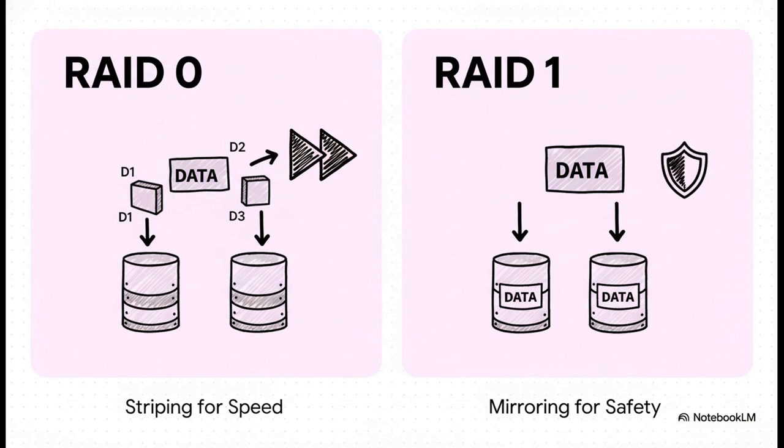RAID 0 is called striping, and it's all about speed. It writes bits of your data across multiple disks at the same time. But it's risky. If one disk fails, you lose everything. Then there's RAID 1, which is mirroring. This is all about safety. It writes the exact same data to two or more disks. It's a bit slower, but if one disk dies, no big deal. Your data is still safe on the other one.